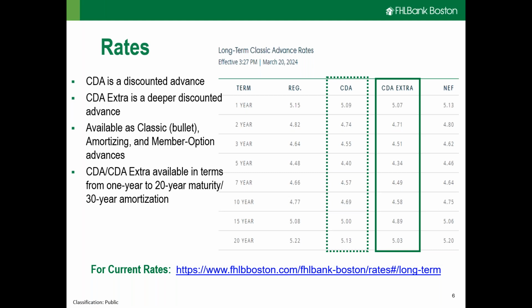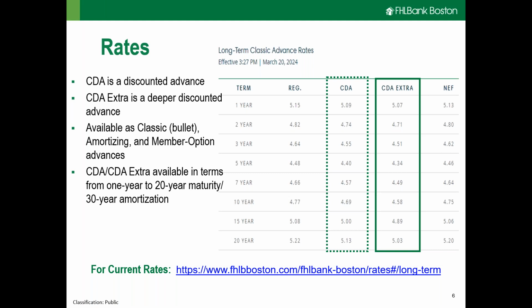In terms of the financing, the CDA and CDA Extra rates sit prominently on the Federal Home Loan Bank's website under our rate schedule. This is just an example of the rates that were offered at the end of yesterday, so on March 20th. And you can see in comparison to the Federal Home Loan Bank's regular advance, the CDA Extra is the lowest of the two. So that's the one with the darker band bar around it. And then the CDA is a little bit higher, but both are below the regular advance. And this is just a sample of the rates that are available in the terms.